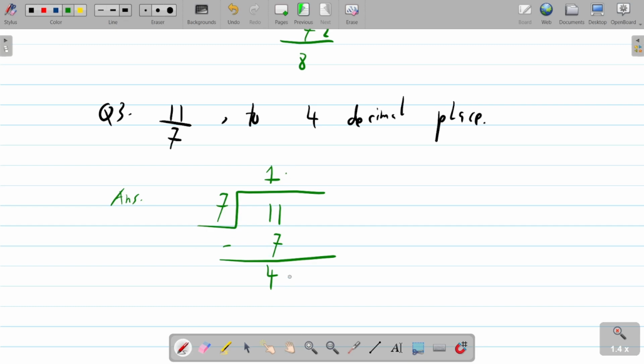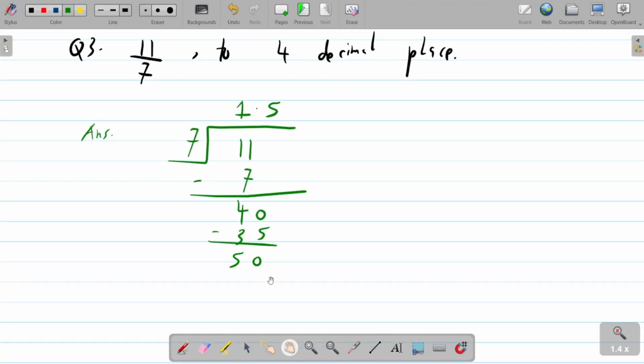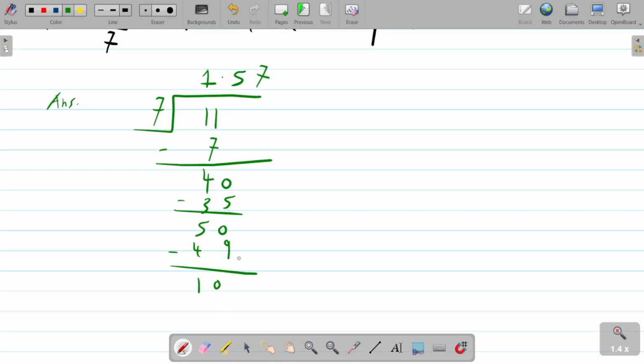Yes, correct. So we get 40. Now what do I multiply with 7 over here? 7 times 5, okay. So we get 35. We are left with 5, and the 0 again will come down. Okay, now what do I do? Seven times 7, okay, I get 49. I'm left with 1 and the 0, that's 10 now. Seven times 1, okay, so that will give me 3 and the 0 then.